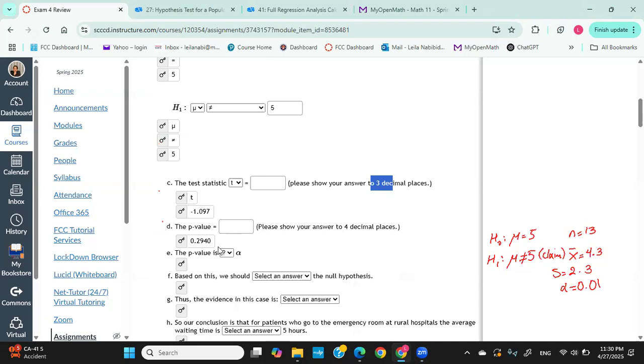Now, after finding the p-value, it's time to compare the p-value with alpha. So the alpha is 0.01. And if you compare this p-value with alpha, you see that the p-value is greater than alpha. So you choose greater than.